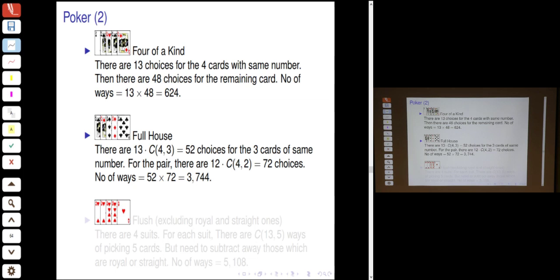Now for the pair, originally you have 13 numbers, but once you choose the 8, it is out. So you have 12 numbers to choose. Now once you choose a number, let's say it is a king, among the 4 kings you have to choose 2 of them. So you have 4 choose 2. So there are this many ways of finding the pair. So altogether you multiply. This is the multiplication principle. Okay, so this is the way.